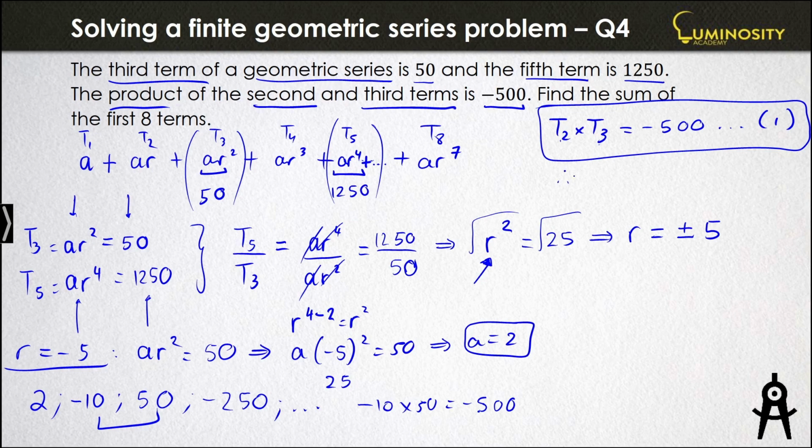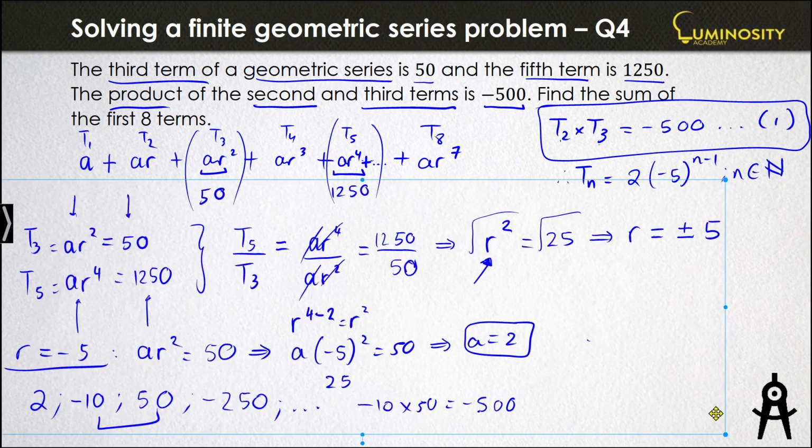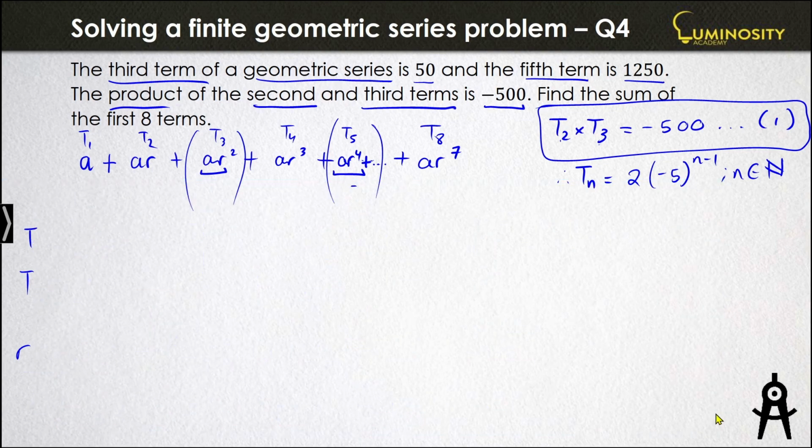So therefore, I get Tn equals A, which is 2, times R, which is negative 5, to the n minus 1, where n is a natural number. So we've worked that out now. We've got the general term formula. So let's go ahead and clean that up. Okay. So now that we have the general term, we know the A value and the R value essentially. They asked us to find the sum of the first 8 terms.